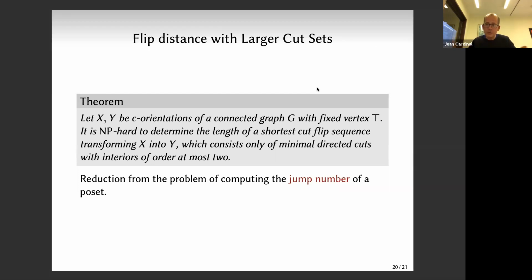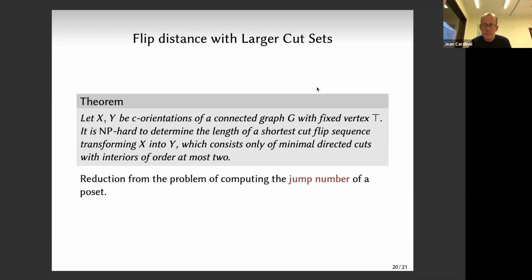So depending on this notion of flip, we're polynomial when we can just do source to sinks. But as soon as you can do cuts of size 2 at a time, then it's NP-hard again. So it's another flavor of the same problem, but with this additional constraint on the flips you can make, and in this case it remains hard.